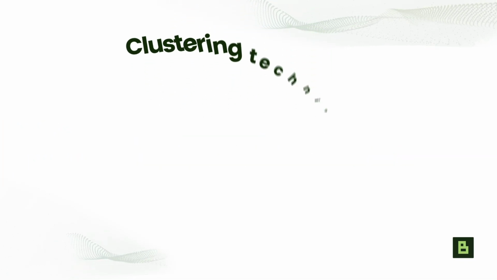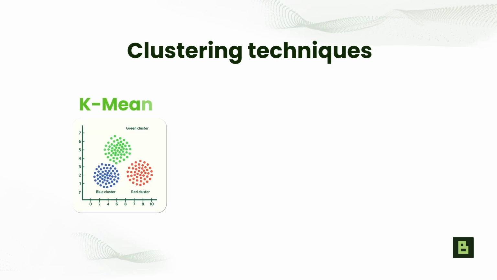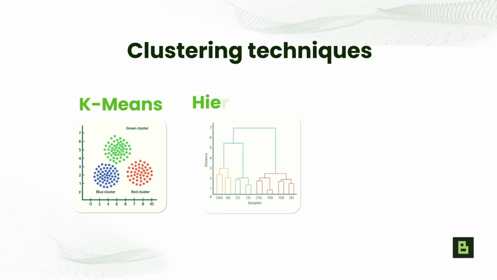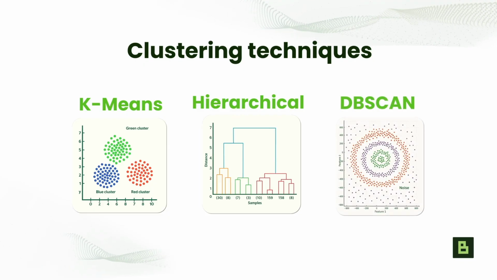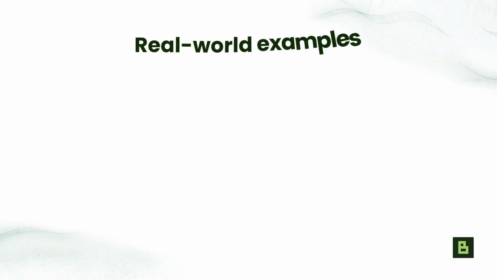There are many clustering techniques, such as k-means, which partitions data into a specified number of clusters, and hierarchical clustering, which builds nested clusters in a tree-like structure. Other popular methods include DBSCAN, which identifies clusters based on density, making it good for finding irregular shapes. Now let's look at some real-world examples.